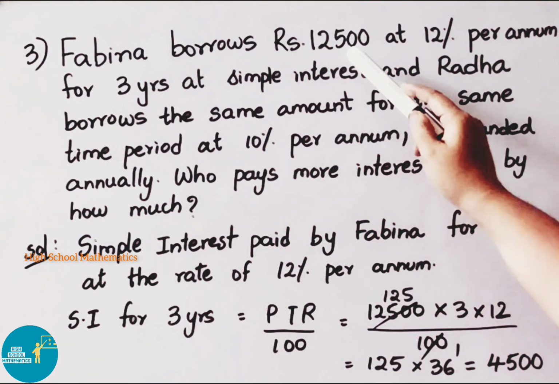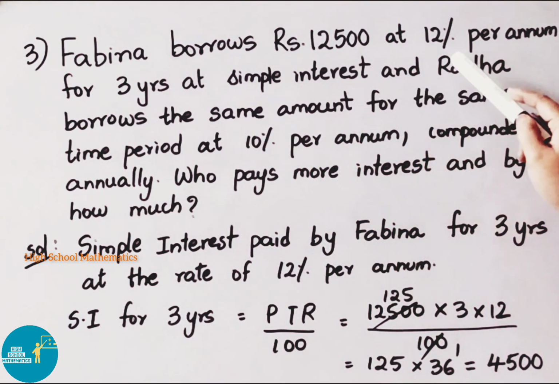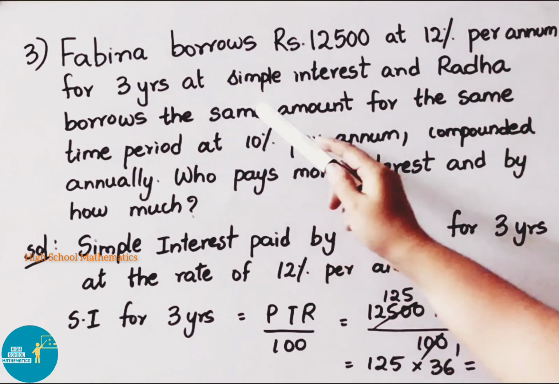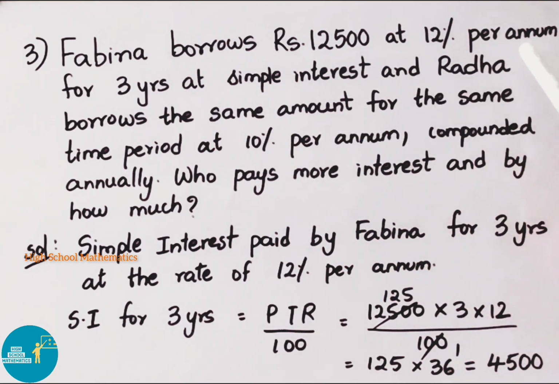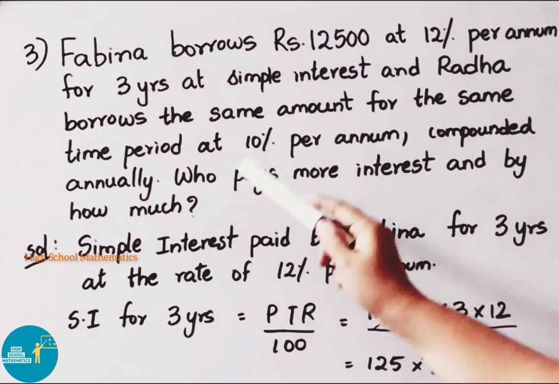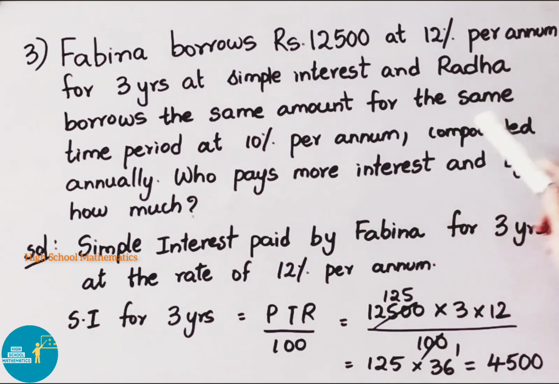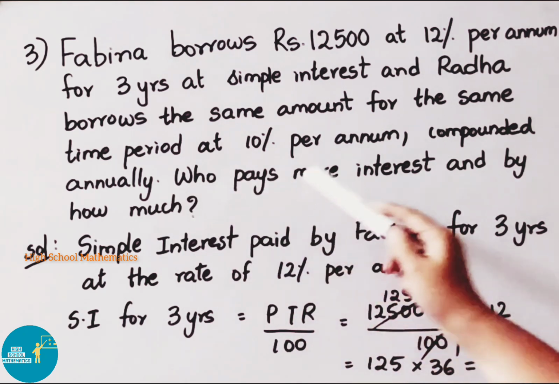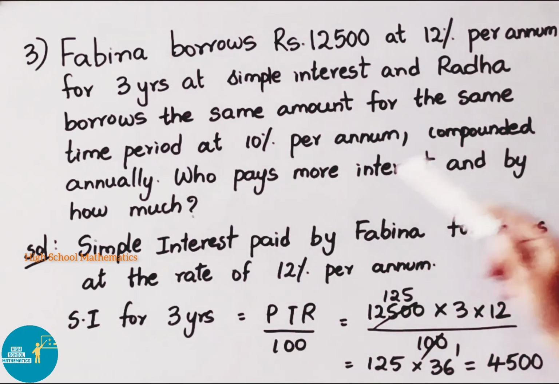See now question number 3. Fabina borrows 12,500 rupees at 12% per annum for 3 years at simple interest, and Radha borrows the same amount for the same time period at 10% per annum compounded annually. Who pays more interest and by how much? Now let us see the solution.